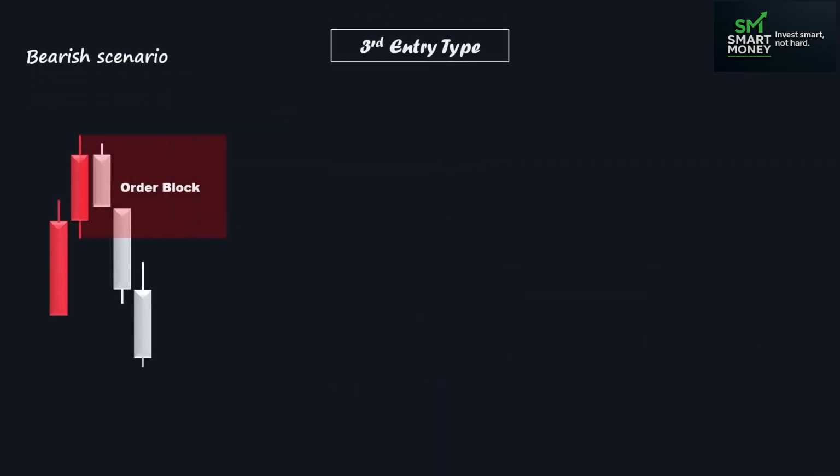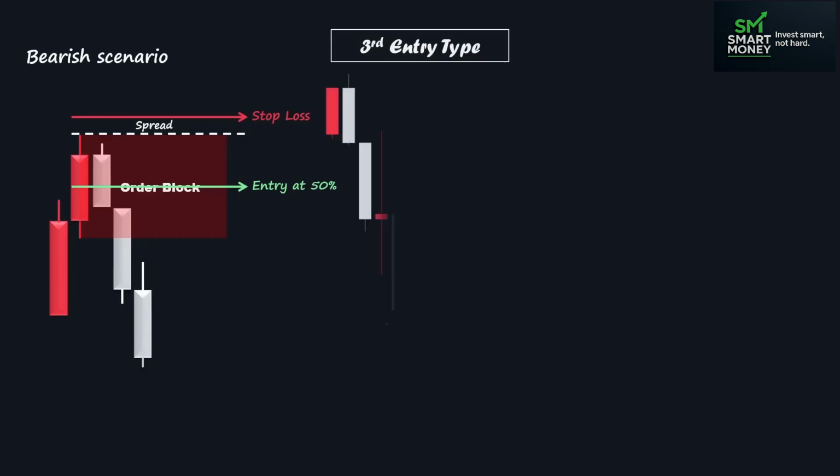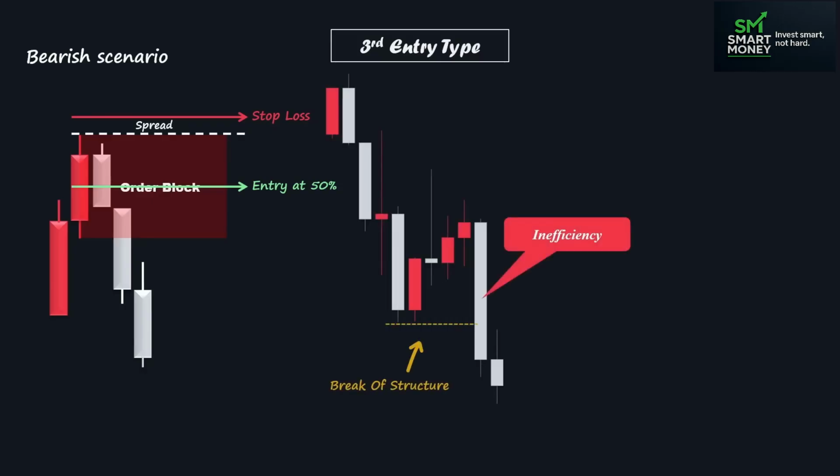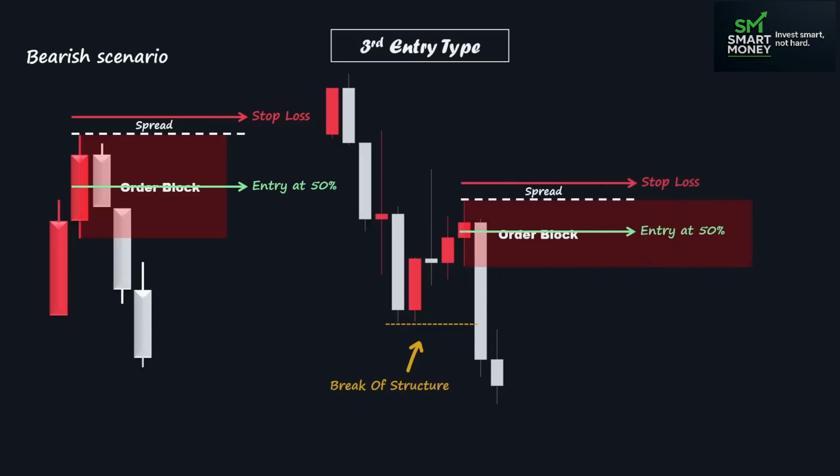The third type of entry, which I personally prefer and utilize more frequently in my trading plan, involves placing the entry at the midpoint of the order block zone once a valid order block is identified. In the case of a bearish scenario, the stop loss is positioned a spread size above the highest point of the order block. This entry type offers a reward to risk ratio that is at least twice as large as the regular entry types mentioned.